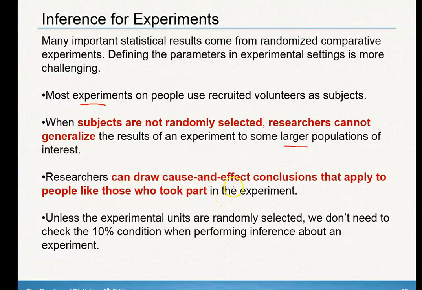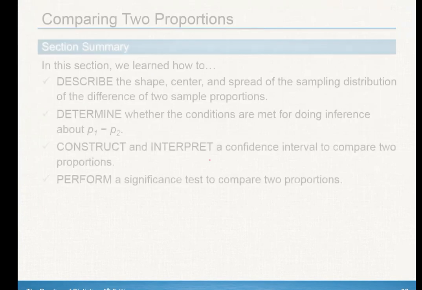Researchers can draw cause and effect to people who took part in the experiment, but unless the experimental units were randomly assigned and randomly selected, we can't necessarily establish cause and effect to the larger population. So unless the experimental units are randomly selected, you don't need to check the 10% condition. If they are just volunteers, you don't have to check that condition. So just be aware of that and read carefully.